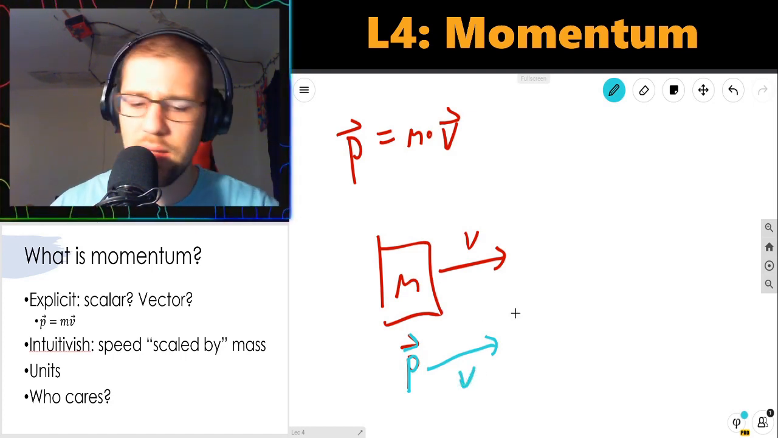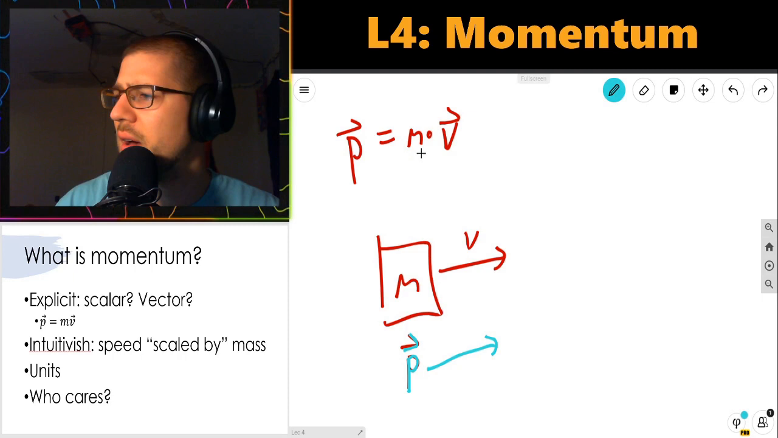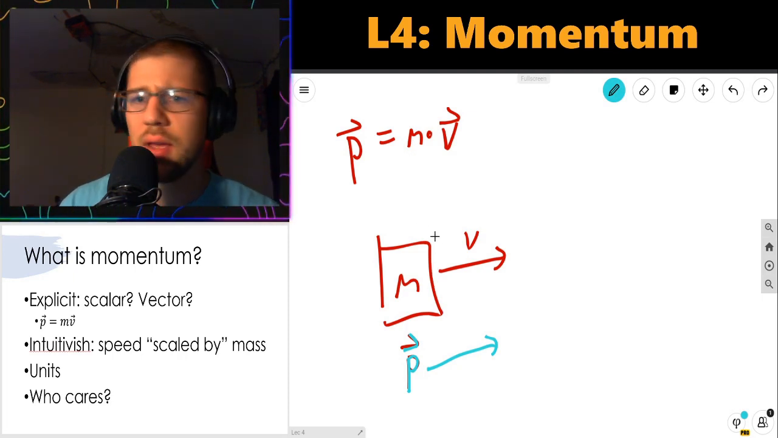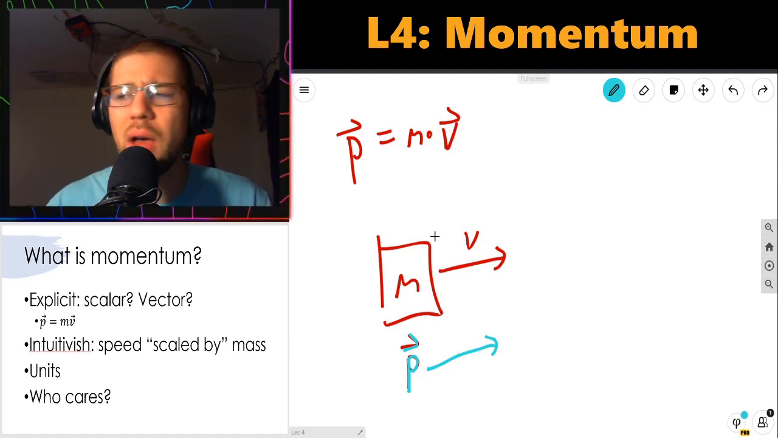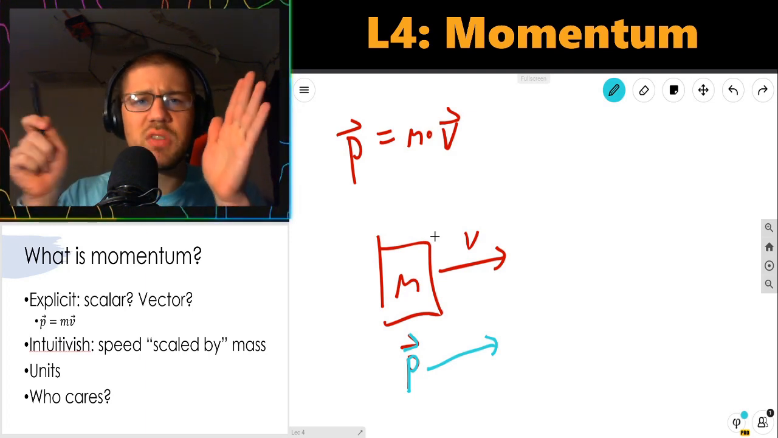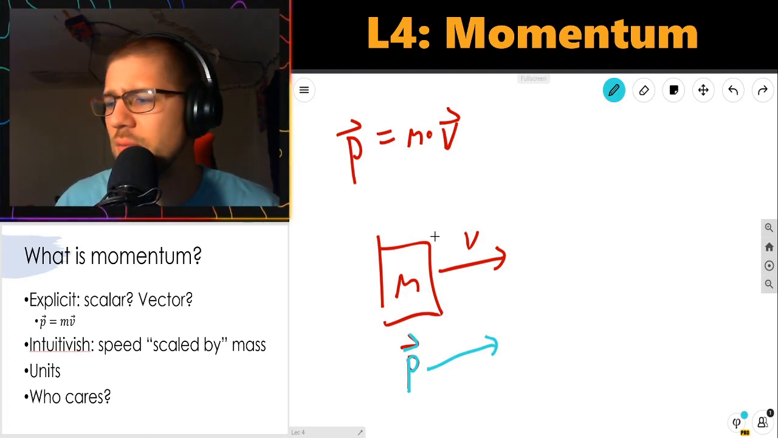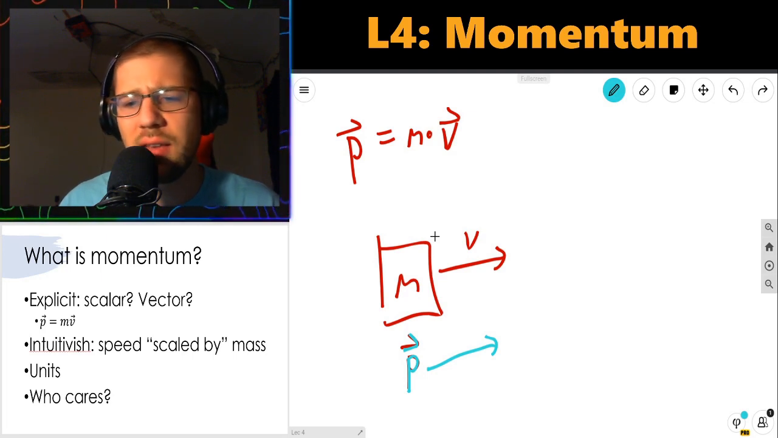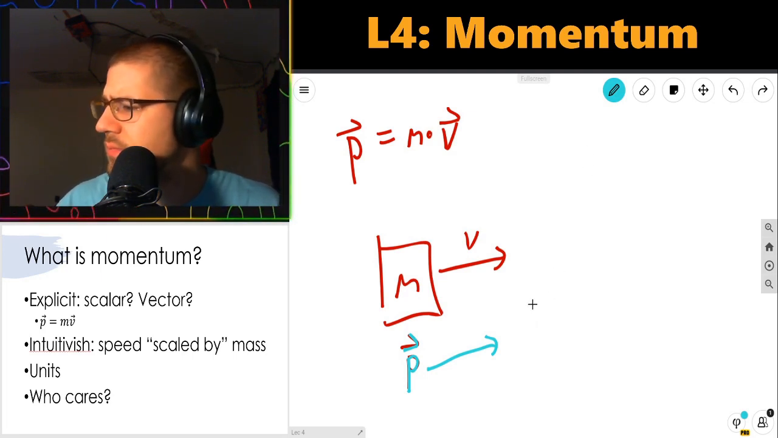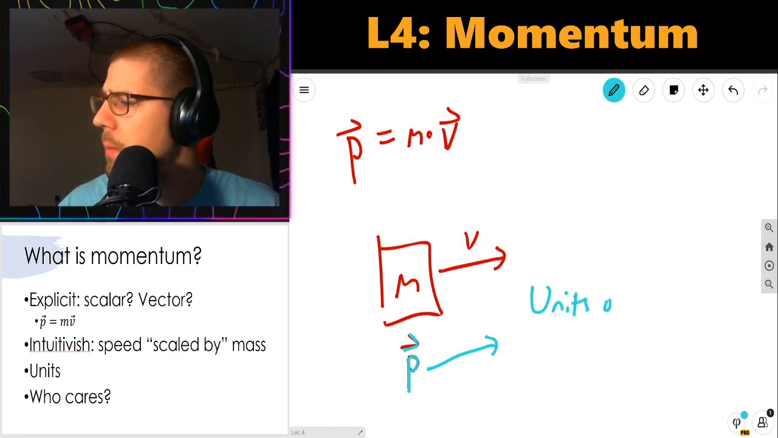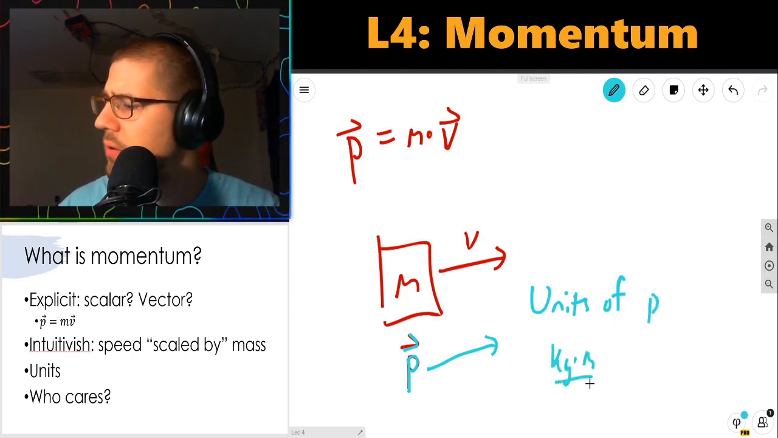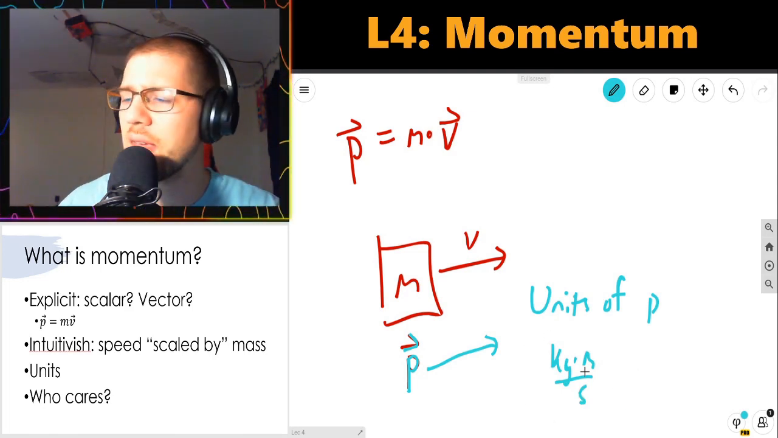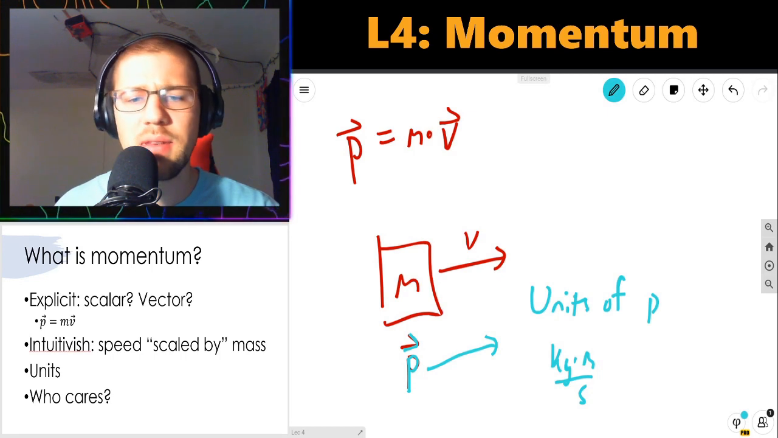Why? Well, again, it's just velocity being scaled by mass. Mass is always positive. So in terms of that stretching and compressing of a vector that happens when you multiply it by a scalar, mass can only stretch or compress it. It's not going to do anything to change its direction. So momentum always points in the same direction as velocity. The units of momentum, units of p, are just mass times velocity, right? So it's going to be kilogram times meter per second. That's the base SI unit of momentum.